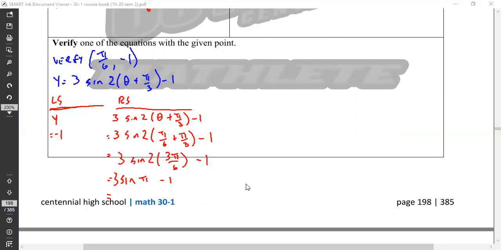Now we have to think about our unit circle. Pi is here. What's our sine value here? So our sine value here, the sine is the height. So this is equal to 3 times 0 minus 1, which is equal to -1. At this point, our left side is -1, our right side is -1, therefore, left side equals right side. And we have verified that it is true for that point.